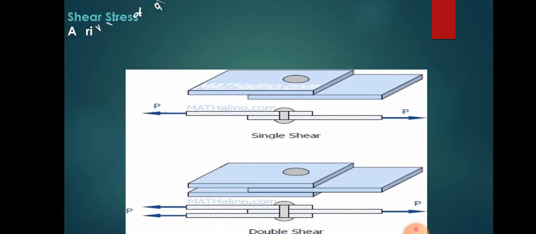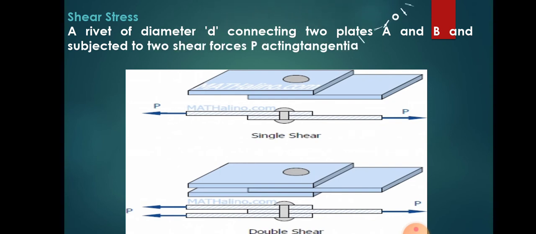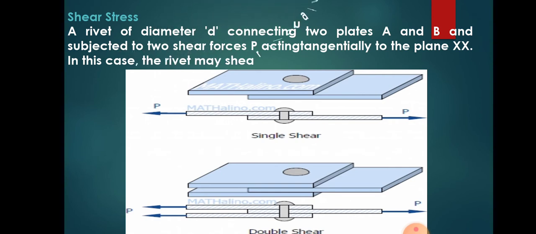Here you will look at the definition of the shear stress. A rivet of diameter d, this is not a definition, it is an explanation: a rivet of diameter d connecting two plates A and B and subjected to two shear forces P acting tangentially, tangential to the plane XX. In this case the rivet may shear along the plane.